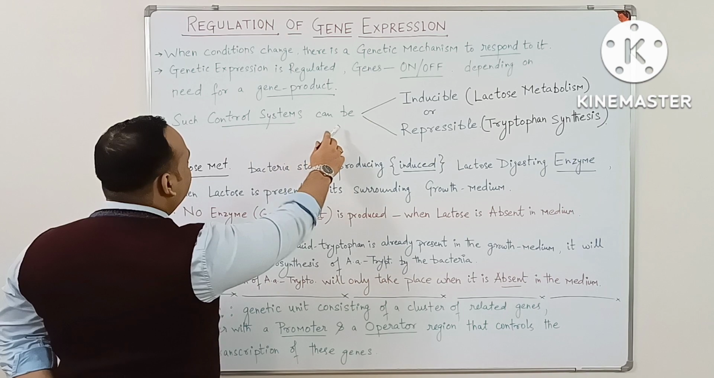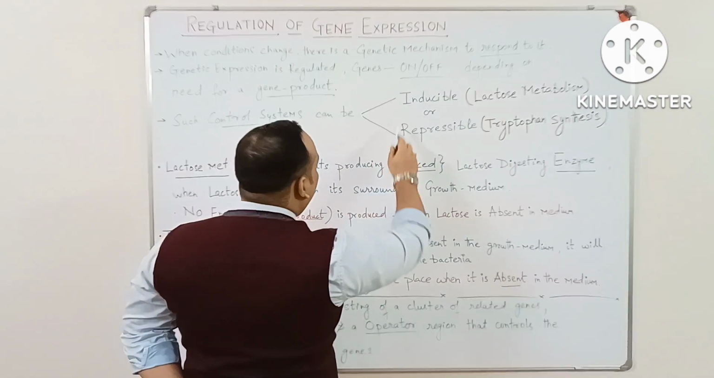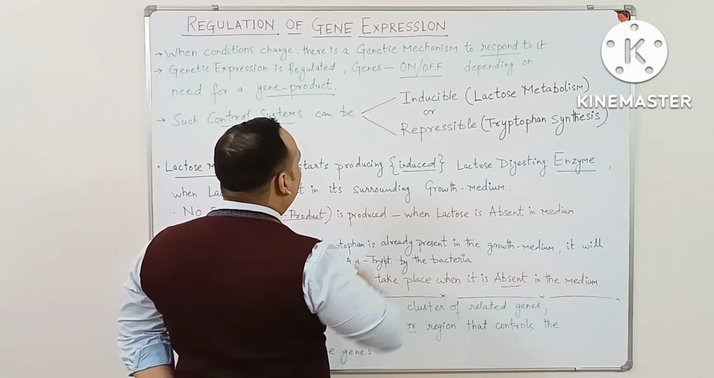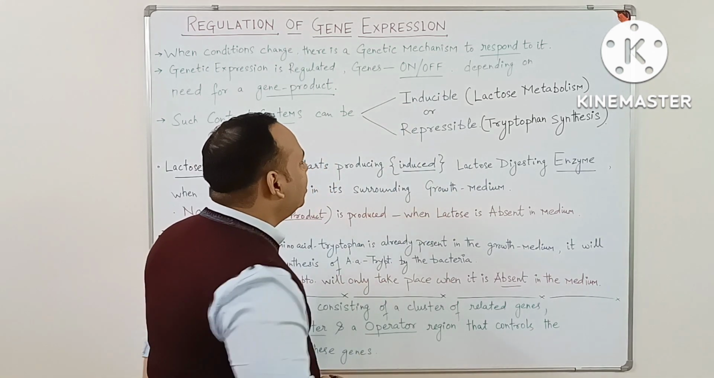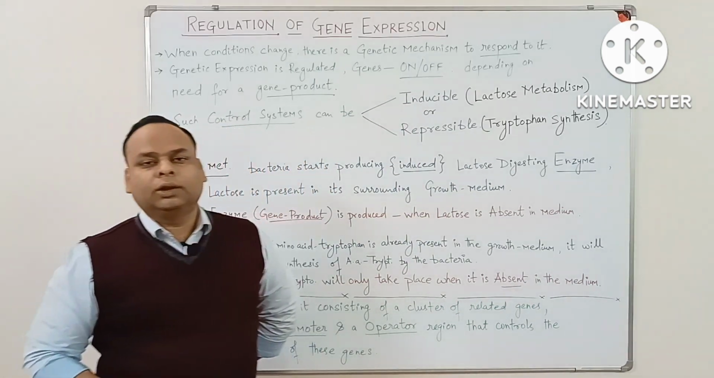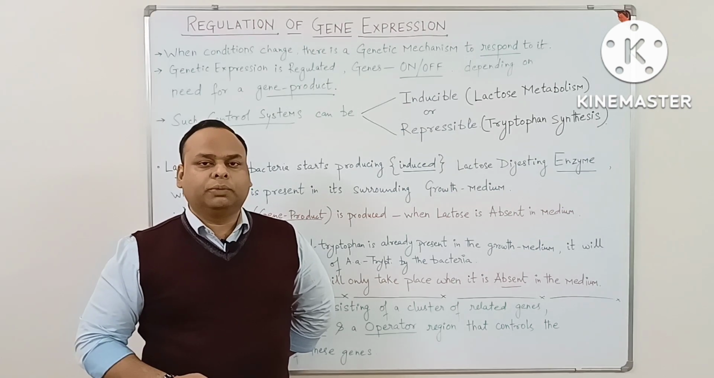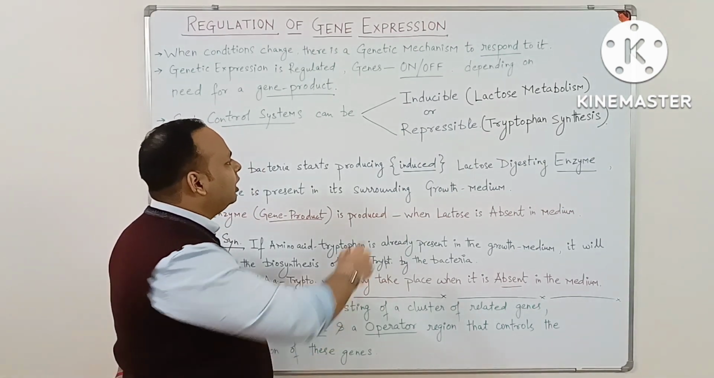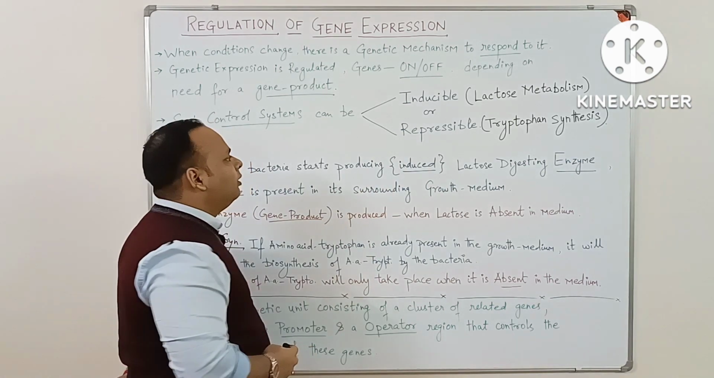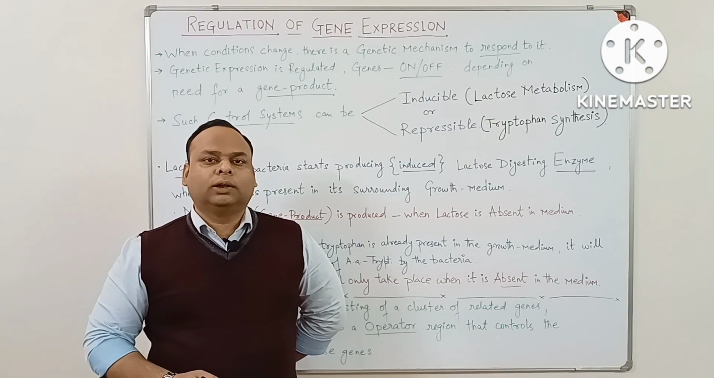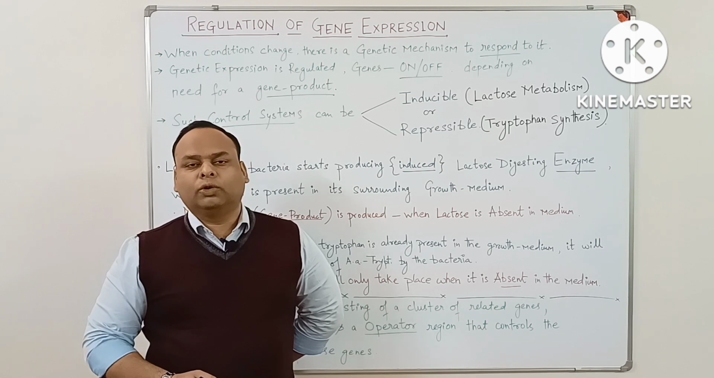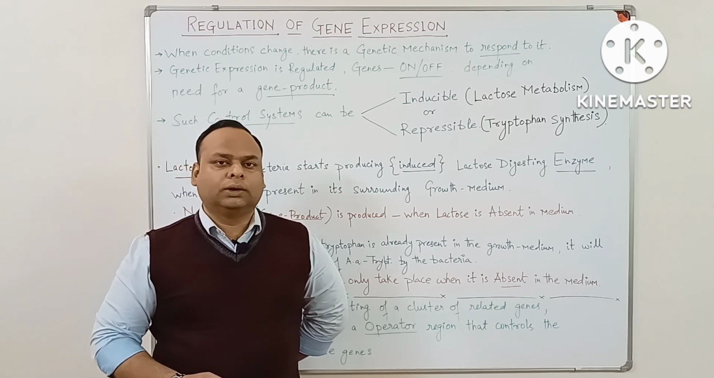Such control systems can be inducible or repressible. In an inducible kind of control system, the presence of a certain chemical can induce the gene to produce the gene product, whereas in a repressible control system, the presence of a chemical represses the gene, that is, it turns the gene off and no more gene product is produced.